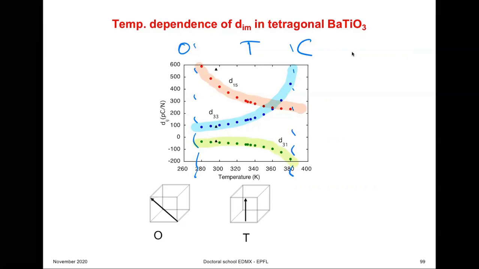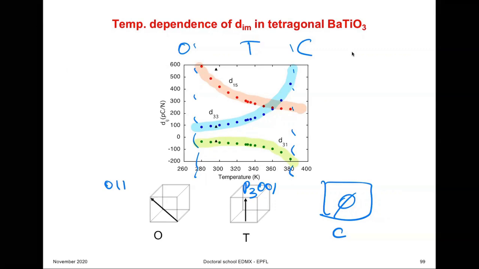Well, we can explain it by looking at the direction of polarization in these structures. In the cubic structure, polarization is equal to 0. There is no polarization. In the tetragonal phase, polarization is along the P3 axis, along the 0, 0, 1 axis. In orthorhombic, polarization is along 0, 1, 1 or 1, 0, 1 and so on, these equivalent directions.